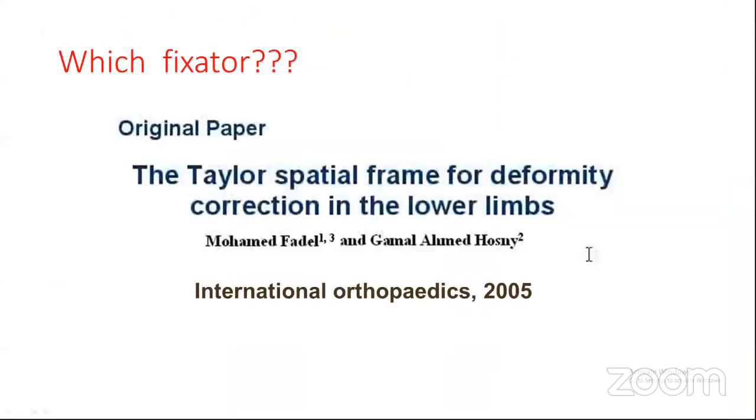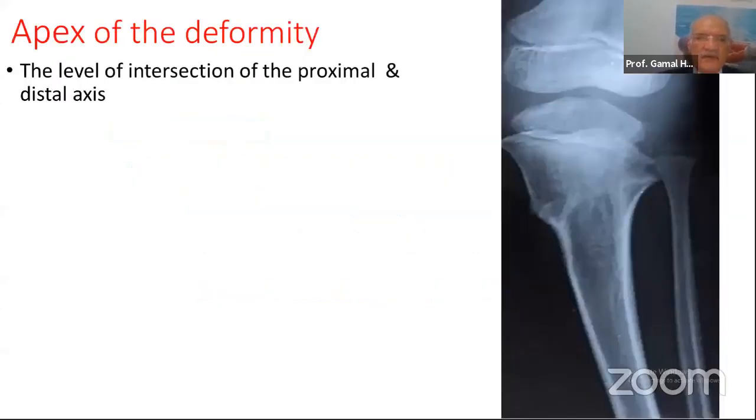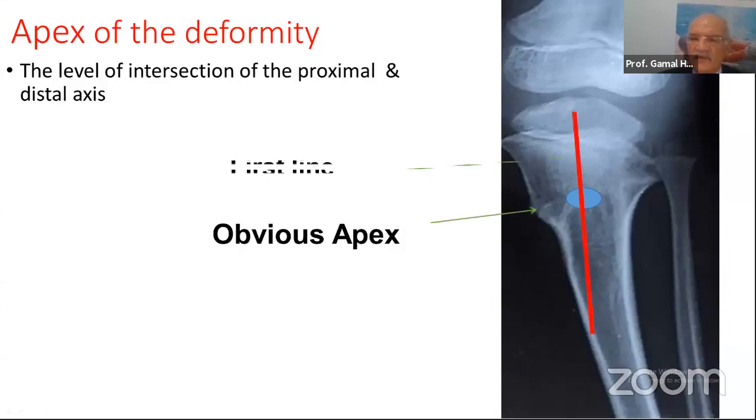Okay. And we worked with the Taylor spatial frame. 2005 is the first publication, one of the first publications of the Taylor spatial frame. We talk about the CORA, or the apex of the deformity. The CORA is the intersection of the proximal axis and the distal axis of the bone. They meet in the obvious CORA. This is the proximal axis line and the distal axis line.